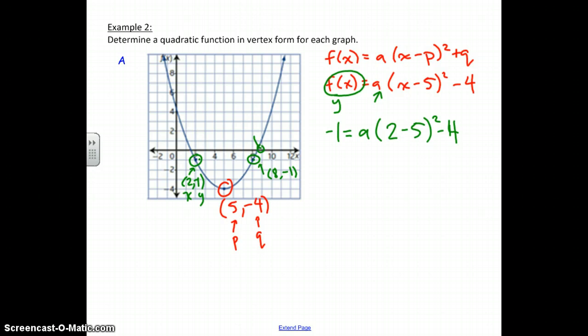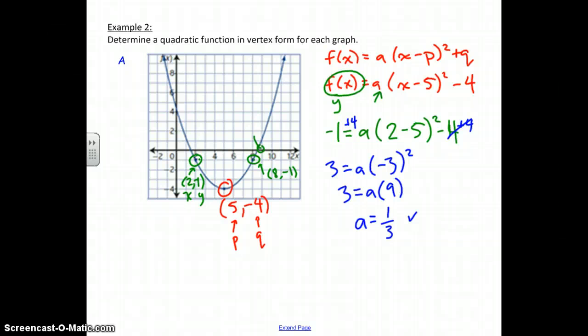Then we just work through this and solve for a. I'm going to first add this 4 to the other side. So I get 3 equals a bracket, this becomes -3 squared, so 3 equals a times 9. Then divide both sides by 9, I get 3 over 9, or 1/3. Just looking at that, does that make sense? Does it open up? Yeah, it makes sense.